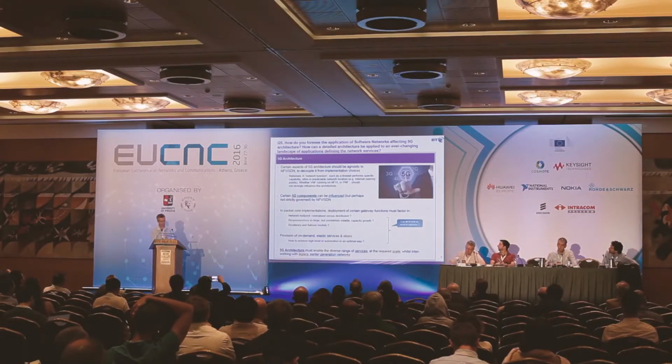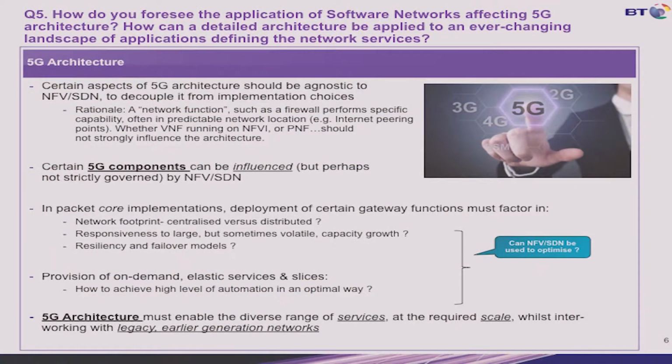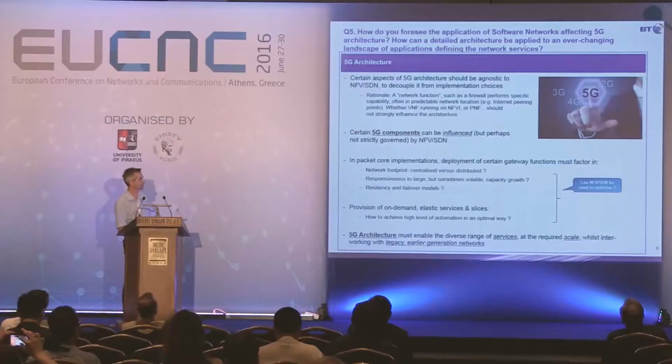The last question, which I think was definitely the hardest to answer, because I don't think there's an easy answer. It's not that kind of question. So I'll just come up with some ideas around it. So it's kind of the relationship between NFV and SDN and the 5G architecture.